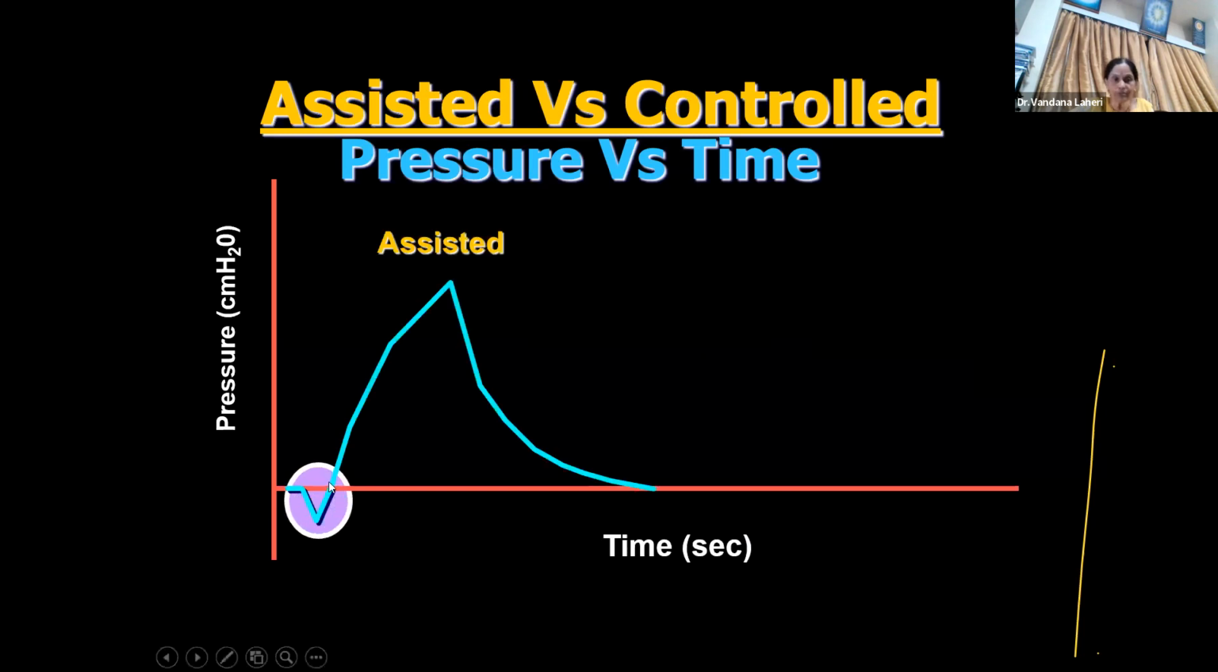I showed you that you will see this negative deflection just before the breath begins. And if it is not there, this is a control breath. So it is assist versus control. If the patient doesn't attempt here, after a few seconds the next mechanical breath will come.